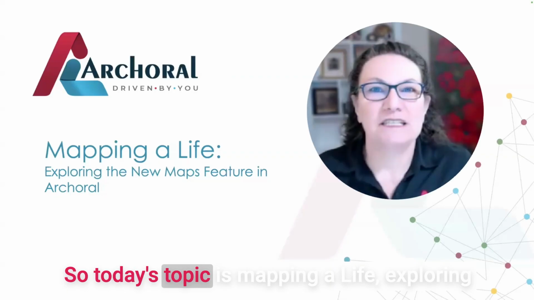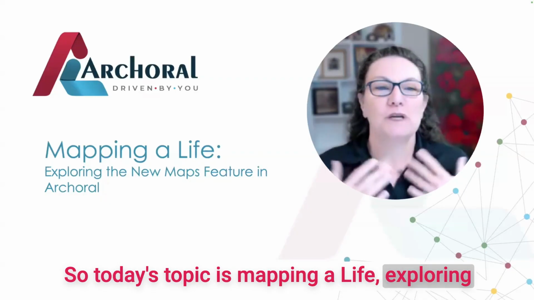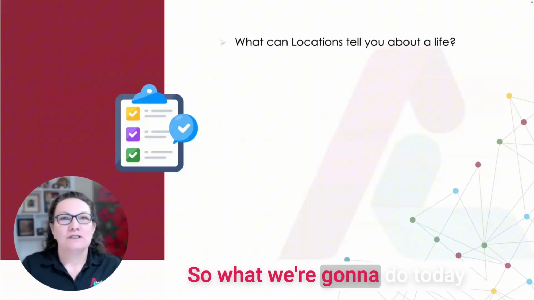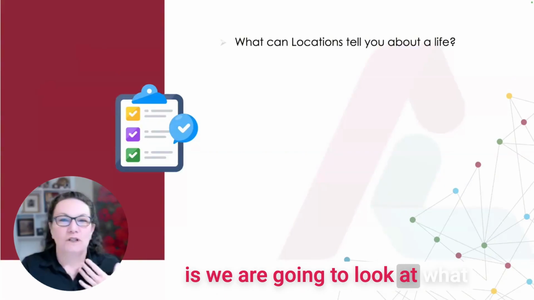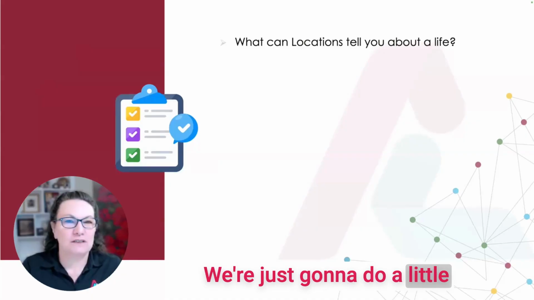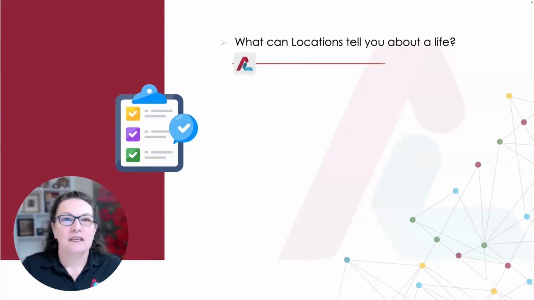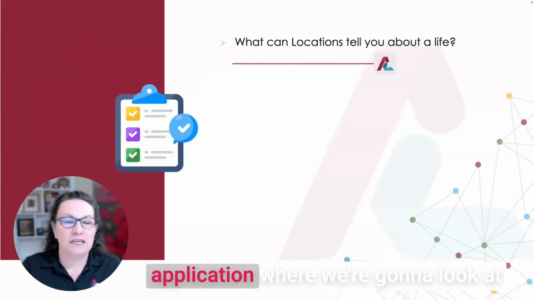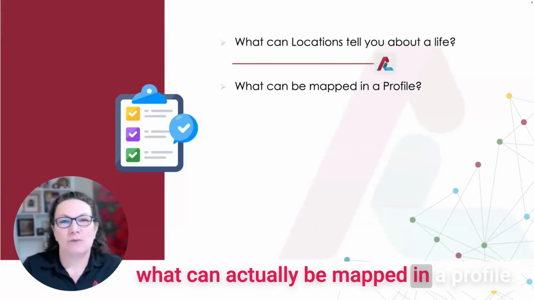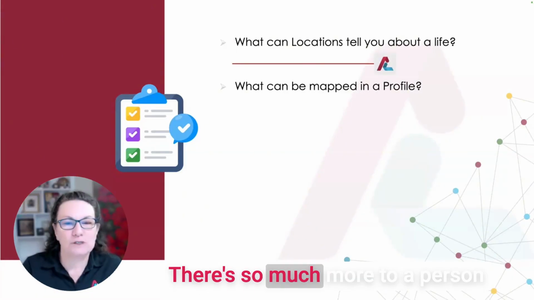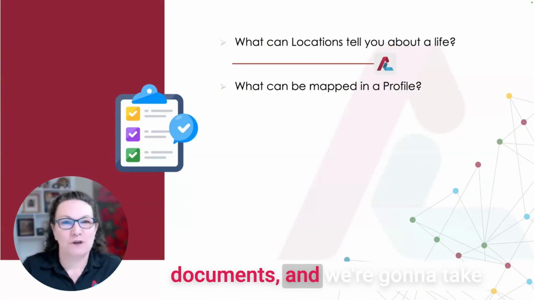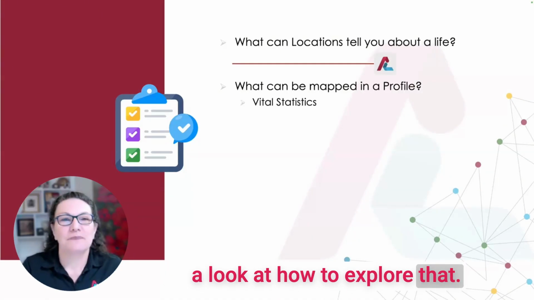So today's topic is mapping a life, exploring the new maps feature within Archoral. What we're going to do today is look at what locations can tell you about a life. We're just going to do a little bit of an overview on that. Then we're going to move into the live application where we're going to look at what can actually be mapped in a profile. There's so much more to a person than what is on government documents, and we're going to take a look at how to explore that.